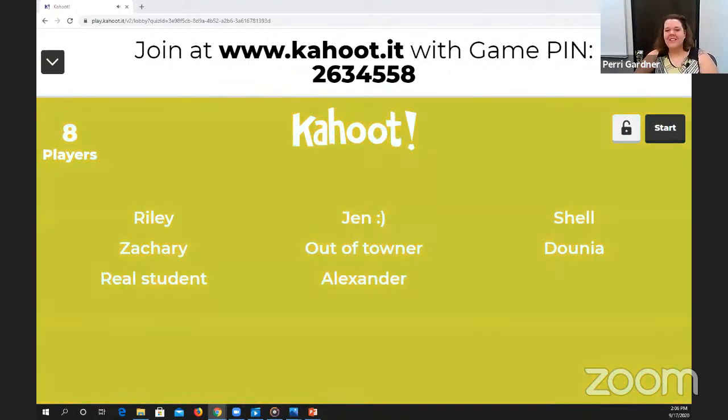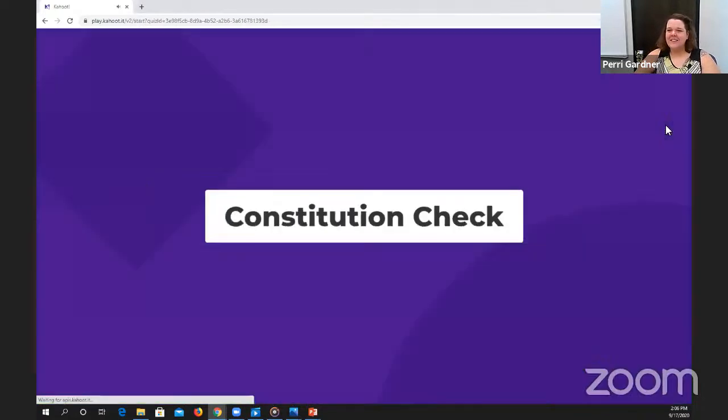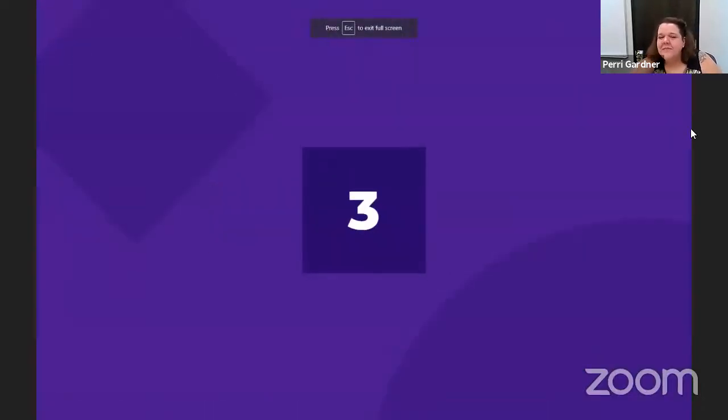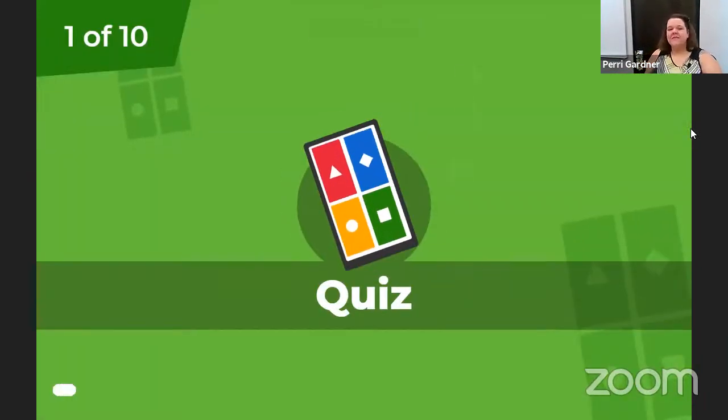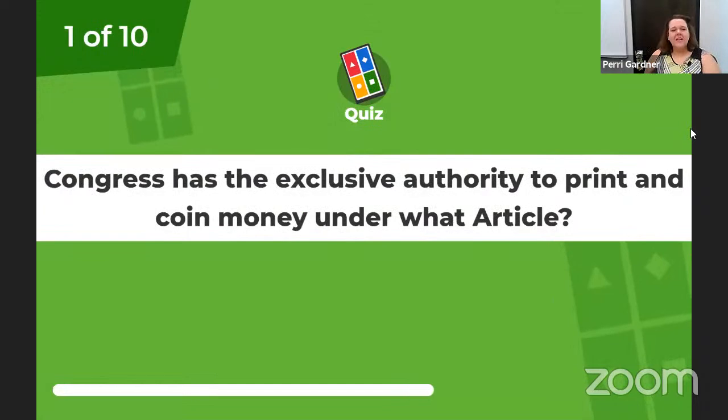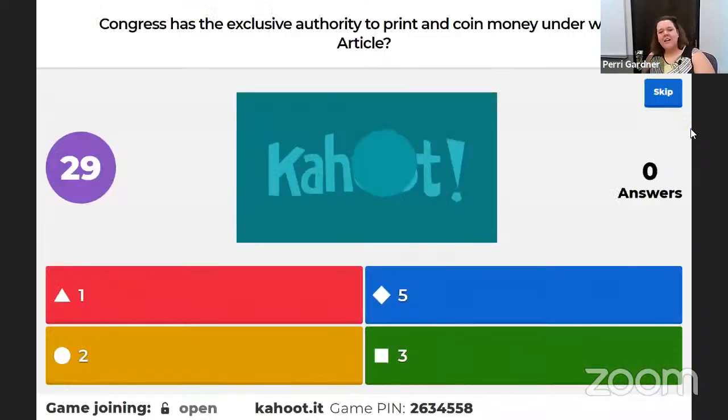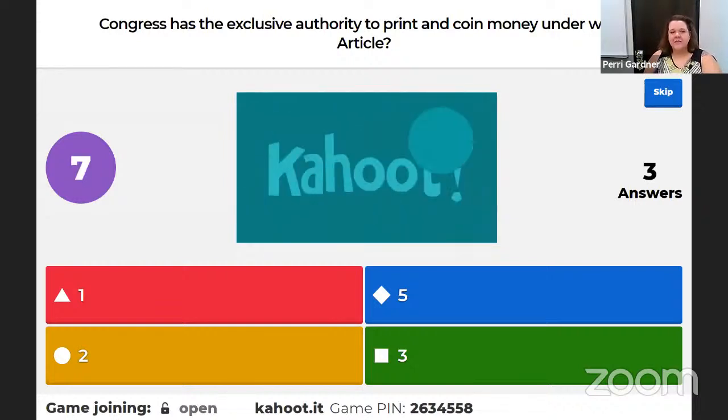So let's get started. Let's test your constitutional knowledge. Congress has the exclusive authority to print and coin money. Under what article of the Constitution? What article of the Constitution concerns the powers of Congress? Click in. If you're coming in late, you can join us at kahoot.it and entering that password at the bottom of your screen.